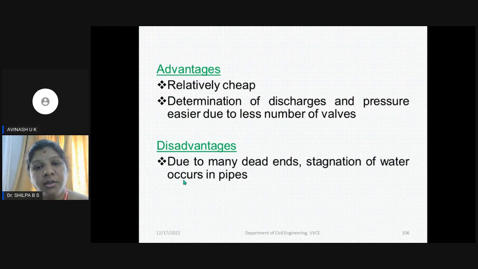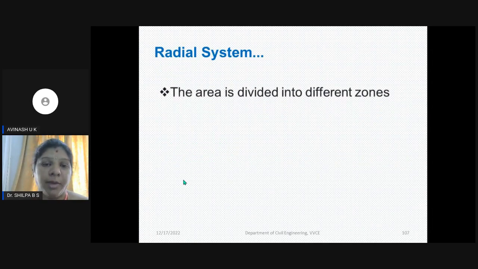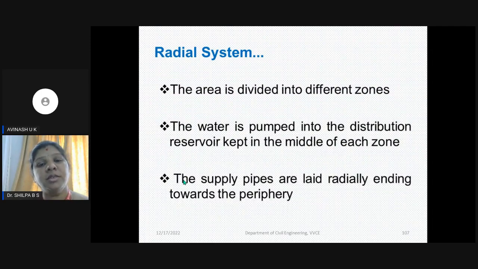It is cheaper, and the determination of the discharge and pressure is easier due to the smaller number of valves. But the disadvantage is that, due to the dead ends, stagnation of the water may occur in the pipeline. Whereas in the radial system, the area is divided into different zones.